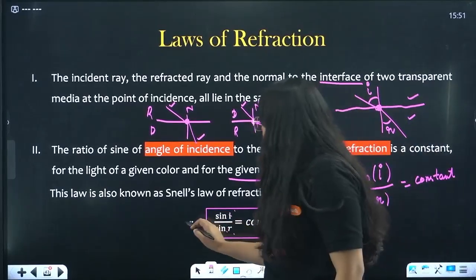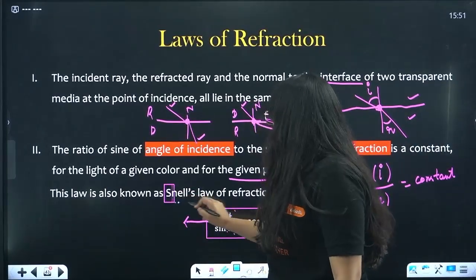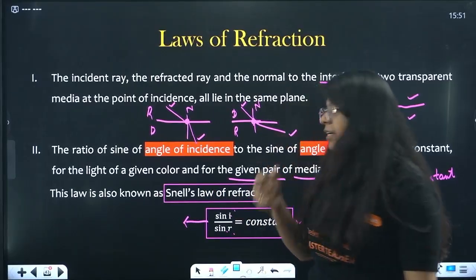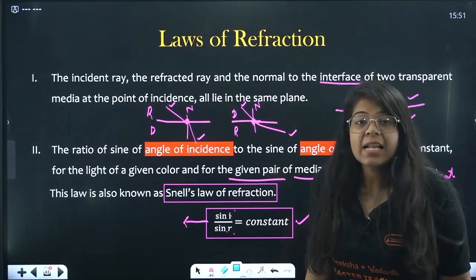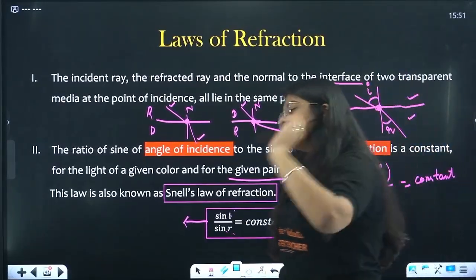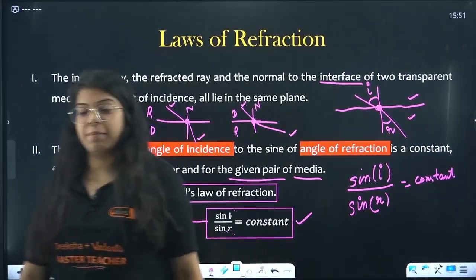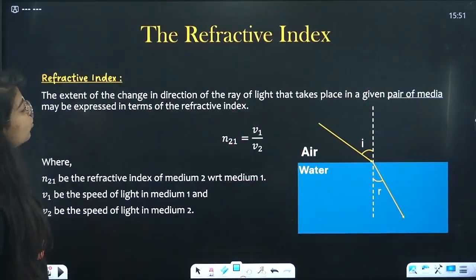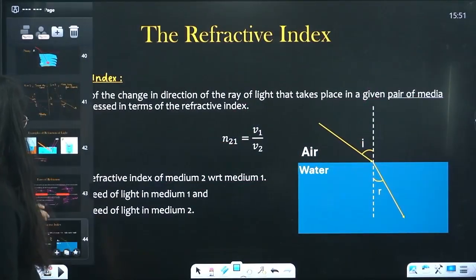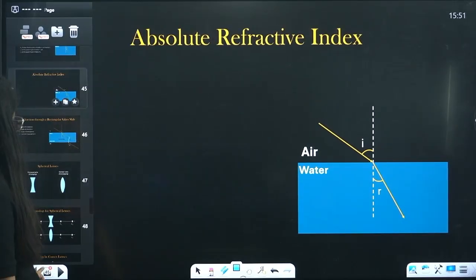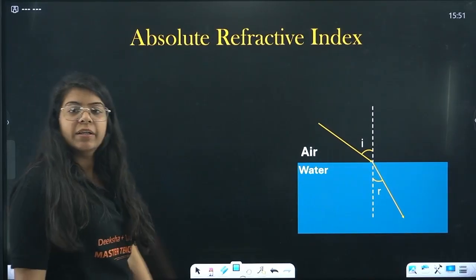This is also known as, very important, Snell's law of refraction. It is also known as Snell's law of refraction. Understood? These are the two laws that you have to remember. Done? Next beta, let's dive deep into the refractive index. Let's do this first. Okay, then we'll talk about refractive index.